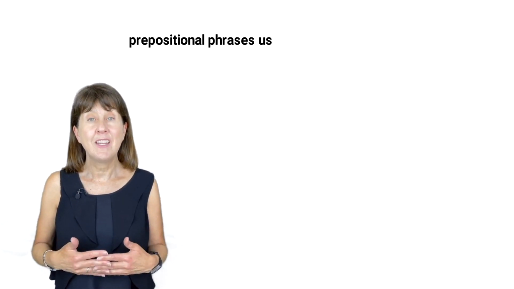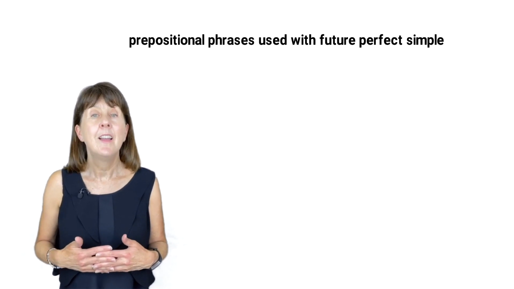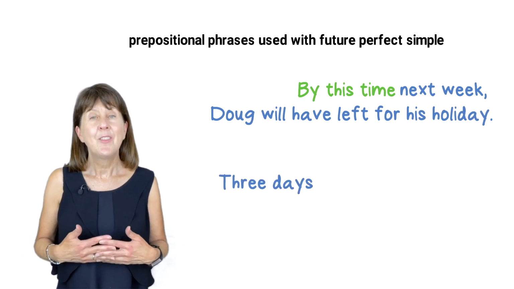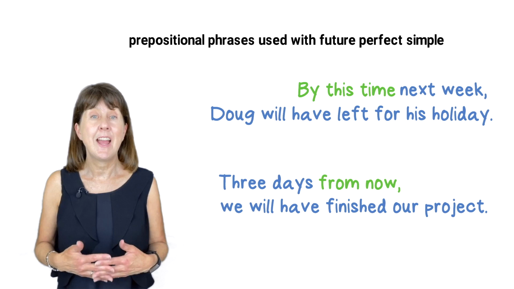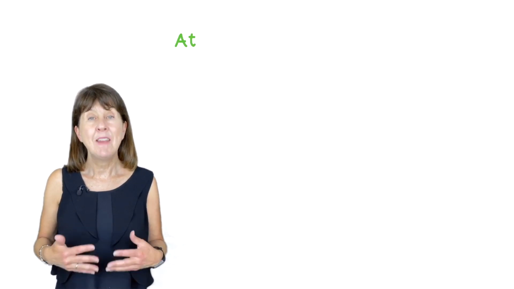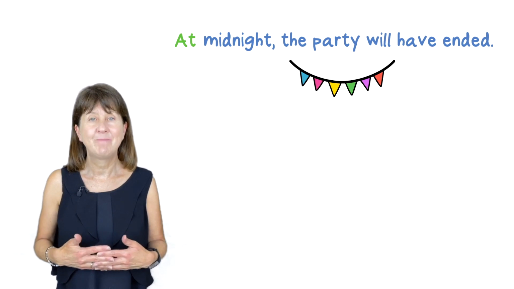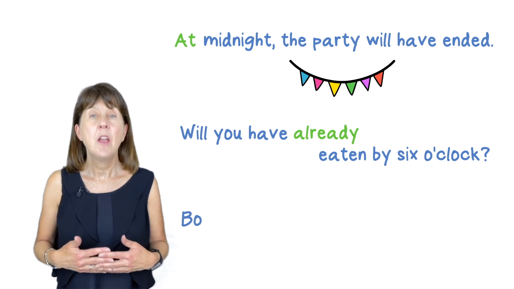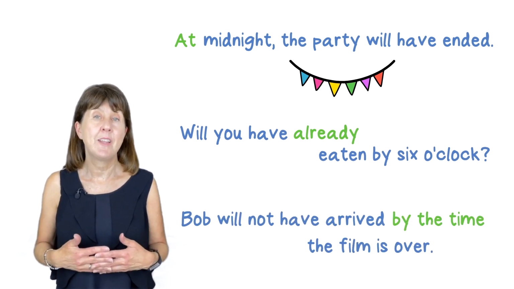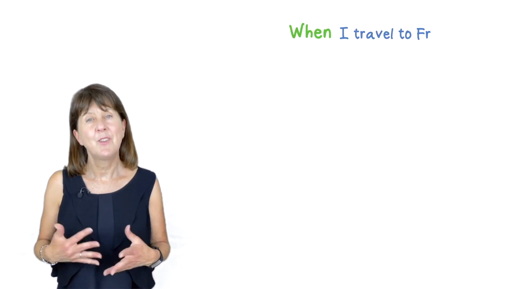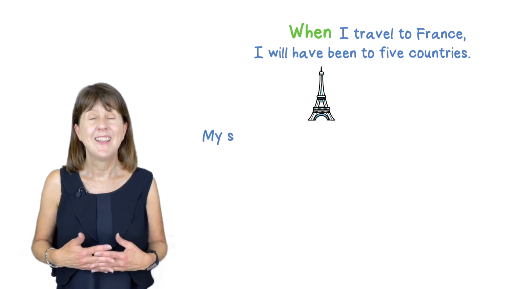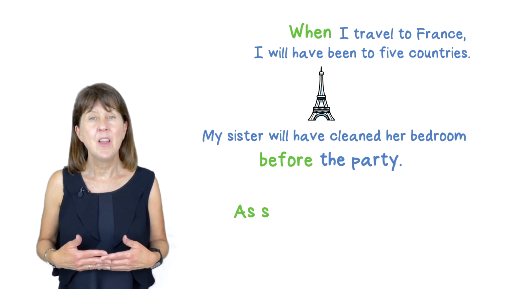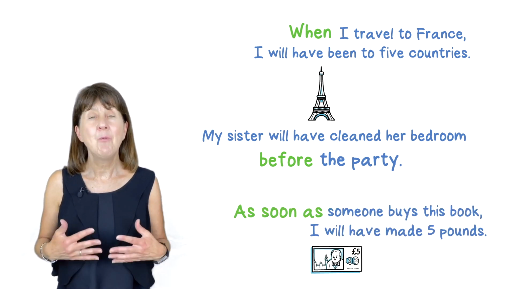The prepositional phrases that often go with the future perfect are, by this time next week, Doug will have left for his holiday, or 3 days from now, we will have finished our project, or at midnight, the party will have ended, or will you have already eaten by 6 o'clock, or Bob will not have arrived by the time the film is over, or when I travel to France, I will have been to 5 countries, or my sister will have cleaned her bedroom before the party, or as soon as someone buys this book, I will have made £5.